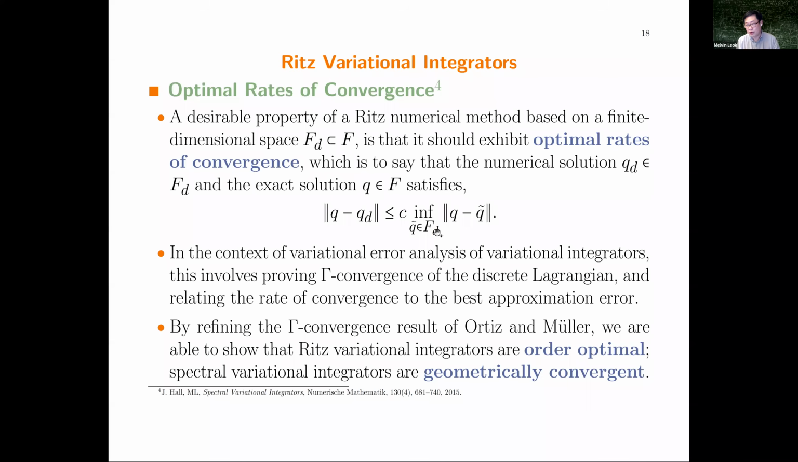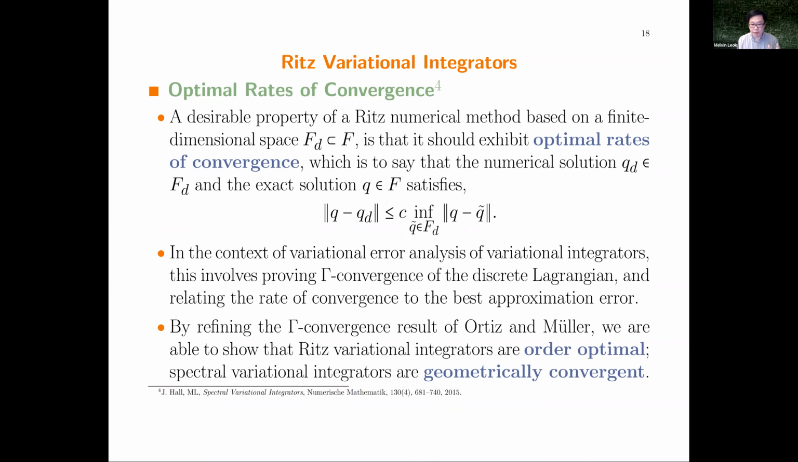So if that function space is capable of approximating the exact solution with respect to some norm at a particular rate, you would like the numerical answer you get out of it to have an error which is bounded by some multiple of that best approximation error. And if you can, then this is said to be optimally convergent. So the basic idea is that for certain classes of Lagrangians, you can show that these Ritz variational integrators are indeed optimal, and that if you were to do a spectral type method where you fix the time intervals but refine, say, the polynomial order, then you have a geometric rate of convergence. So that ends up being quite nice.